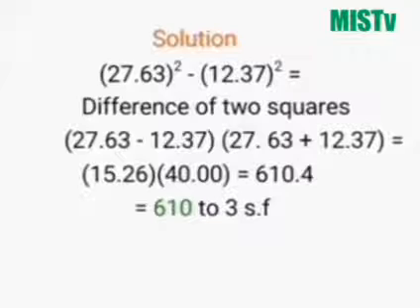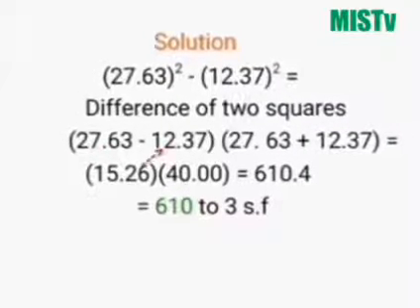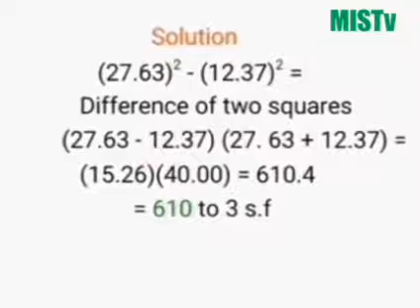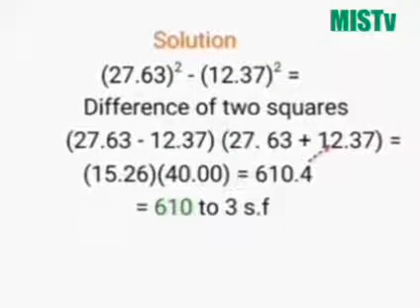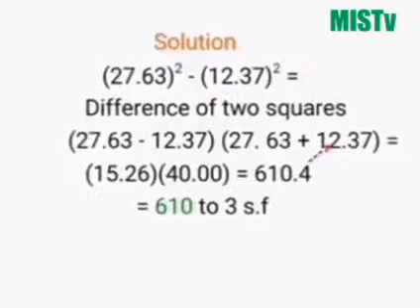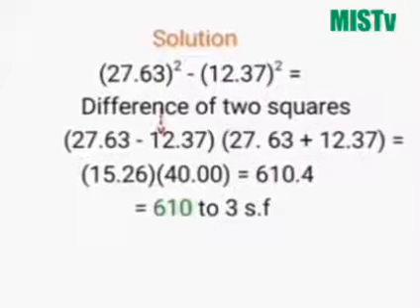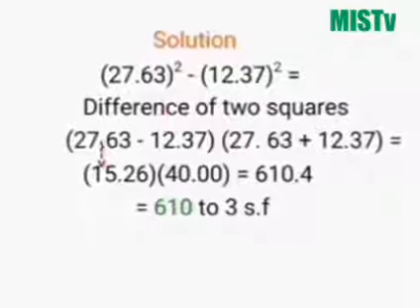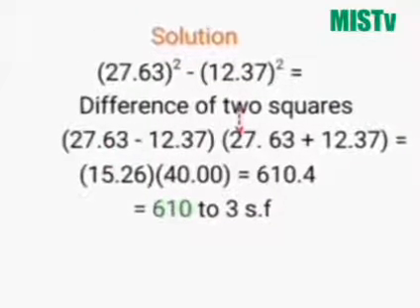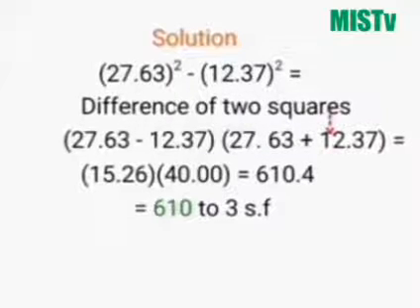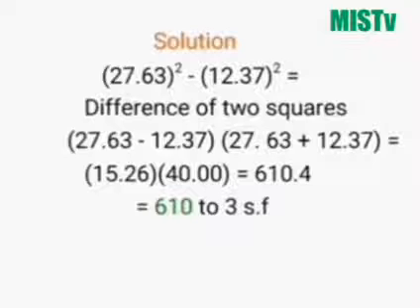Applying the method, we write that 27.63 minus 12.37 in bracket times 27.63 plus 12.37 in bracket. 27.63 minus 12.37 gives 15.26. 27.63 plus 12.37 gives 40.00.